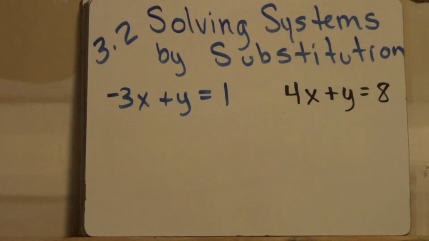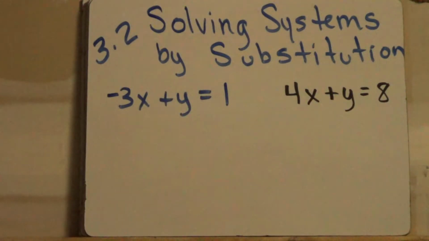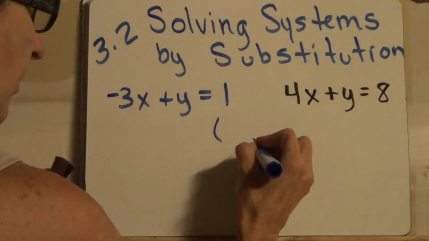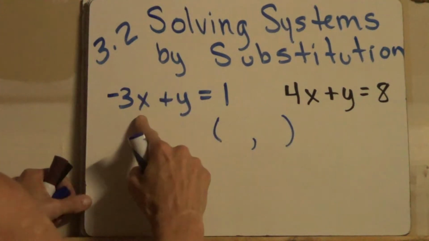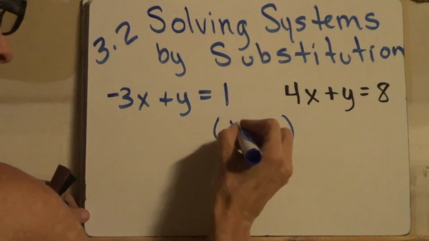Morning. This is section 3.2, solving systems by substitution. This is a whole new way. Now, when I have given you equations in the past, and I've said find the x and y value that make each equation true, I mean find a point that will make this one true and make that one true. Same x and y value.